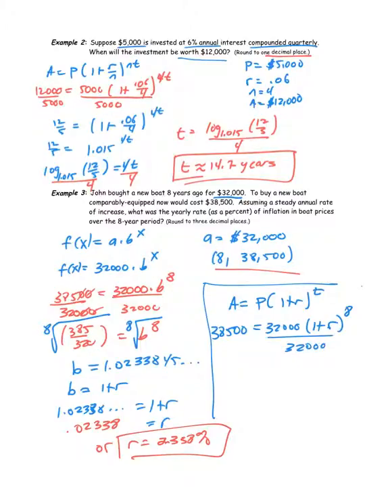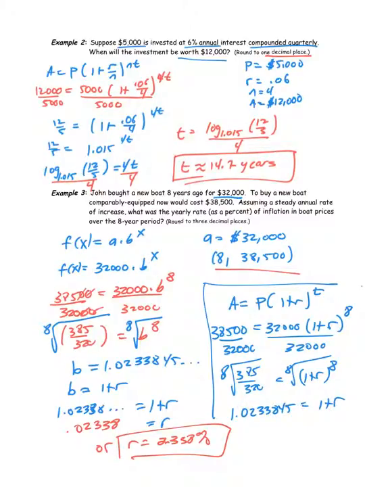So divide both sides by 32,000. And we'll come up to the same thing that we had before. We got 385 over 320 equals (1 plus r) to the 8th. And if I take the 8th root of both sides, I'm going to get this approximation: 1.02338845 is equal to 1 plus r. And then I can subtract 1 from both sides directly. I don't have to substitute back in for what b is. So r is equal to 0.02338, etc.